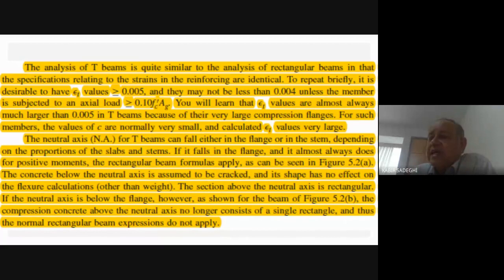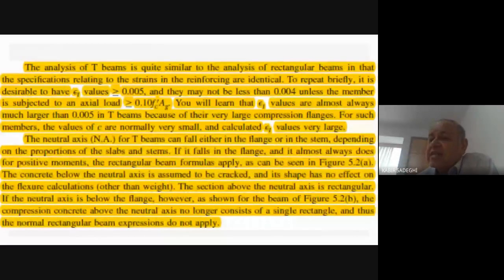For both of them, we consider that the concrete is at the strain of 0.003, at its ultimate strength. And also, we assume that the steel has a stress of yield strength. Therefore, Fs equals Fy. And you remember that we said when the strain in the steel, epsilon t, is greater than or equal to 5 per thousand, 0.005, in that case, we say the section is ductile, and it's sure that the steel has yielded.